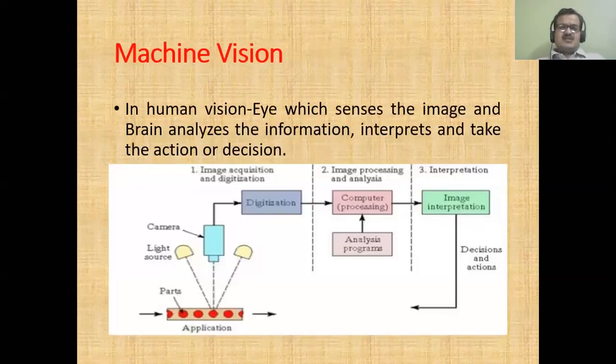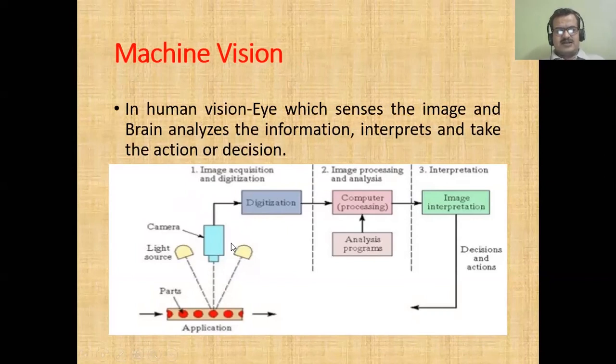Now let us discuss the optical type of inspection system. We have seen that we have to discuss optical and non-optical type of inspection system. So machine vision comes under optical inspection system. If you compare with human vision, the eye senses the image. Once we see something, we sense that image, and then the brain analyzes this information, interprets it and takes the action or decision. Similarly, in machine vision also, for sensing the image, there is a camera.